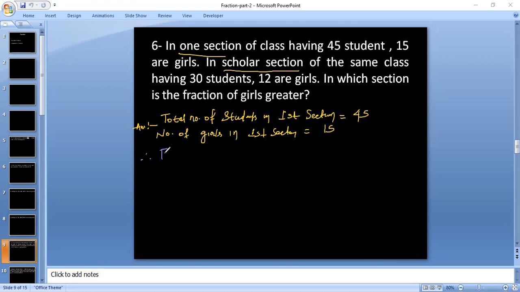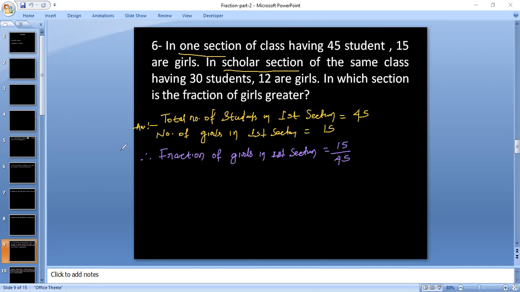Hence, fraction of girls in the first section is equal to, that means there are 15 girls out of 45 students. So you should write 15 by 45. Look at this fraction, as usual, leave it, we will compare later. So next you go to the scholar section.